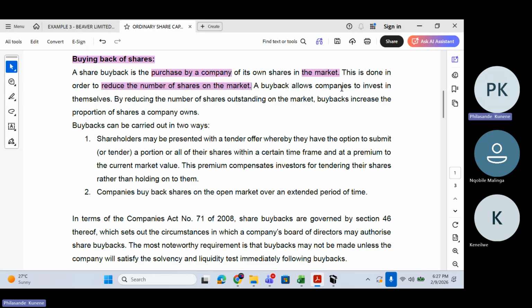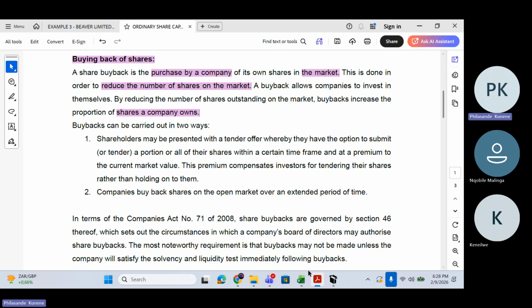A buyback allows companies to invest in themselves. By reducing the number of shares outstanding on the market, buybacks increase the proportion of shares a company owns. So what happens here? It's good to issue shares as a company, right? It is good for us as a company. But for shareholders that we already have, it is not good.